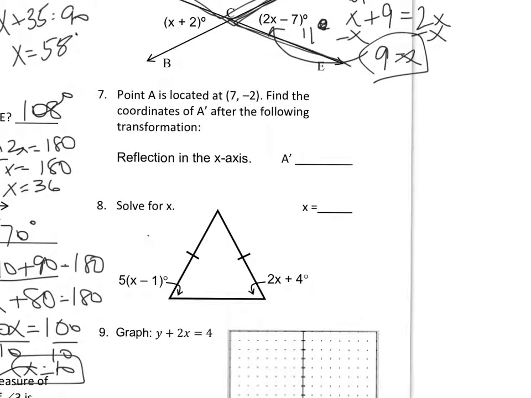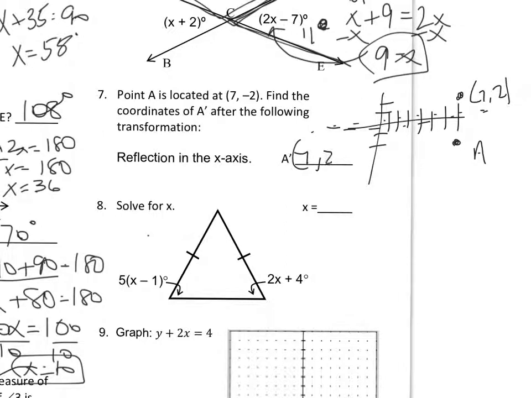Okay, question 7. So you need to plot the point (7, -2), and then reflect it over the x-axis. So 1, 2, 3, 4, 5, 6, 7, 1, 2. There's my point A. And then my x-axis is this horizontal axis right here. And if it's 2 units away from that axis, then I need to go 2 units in the other direction, which is right up here at (7, 2).